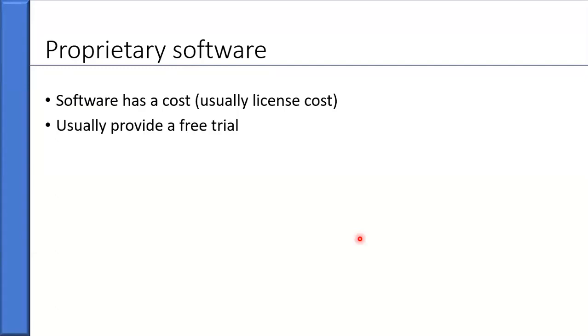Now we will discuss proprietary software. Proprietary software has a cost. Nowadays, usually it's a license cost. While we are purchasing software, we will get an example, Microsoft Word. It has a cost.